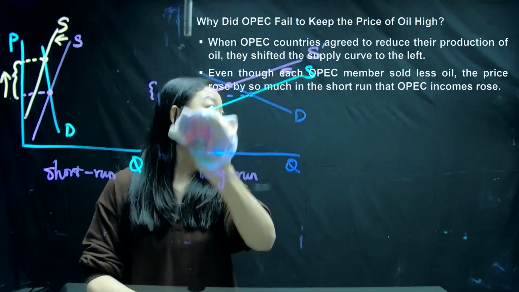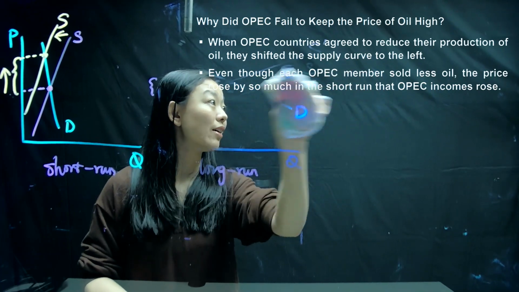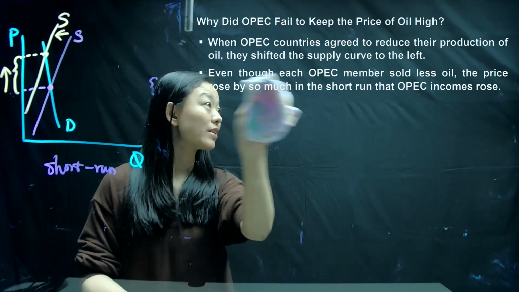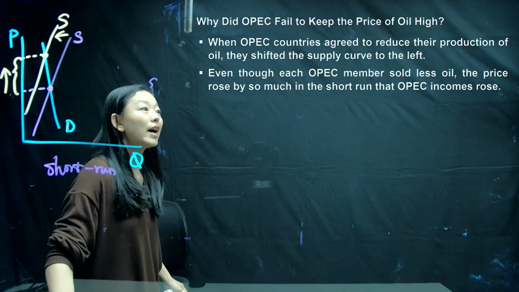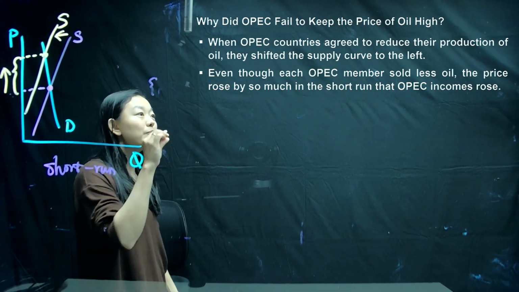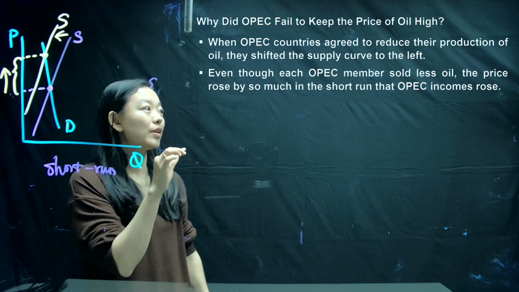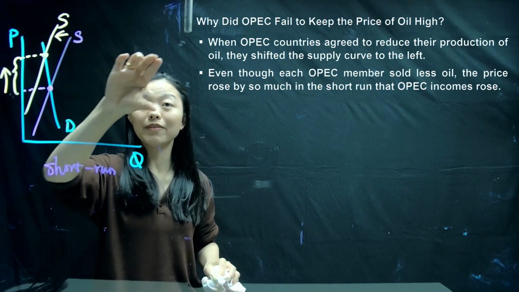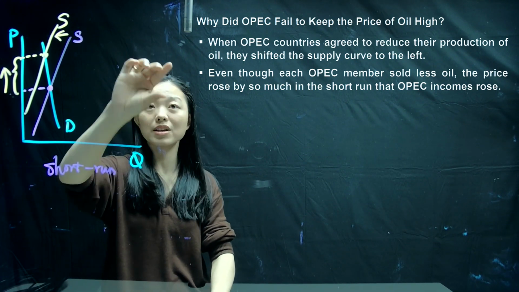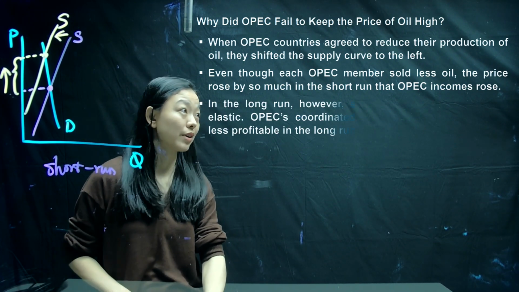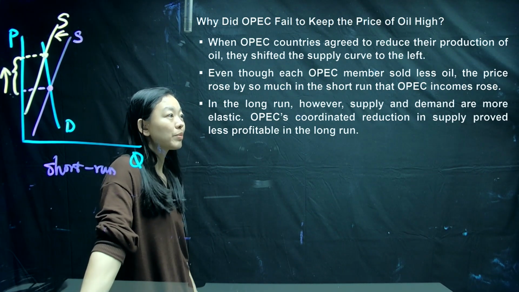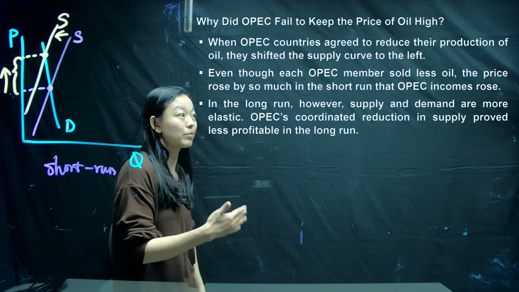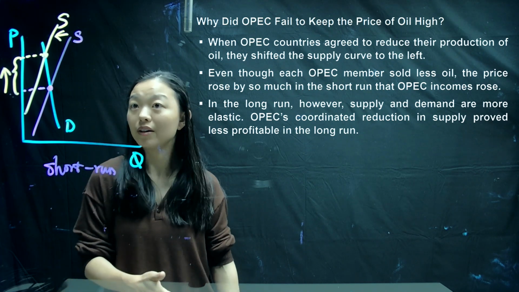Even though each OPEC member sold less oil, you can see the price increase in the short run is dramatic. However, in the long run, there is just a very small increase in price, right? So in the long run, supply and demand are more elastic. Therefore, OPEC's coordinated reduction in supply proved less profitable in the long run.